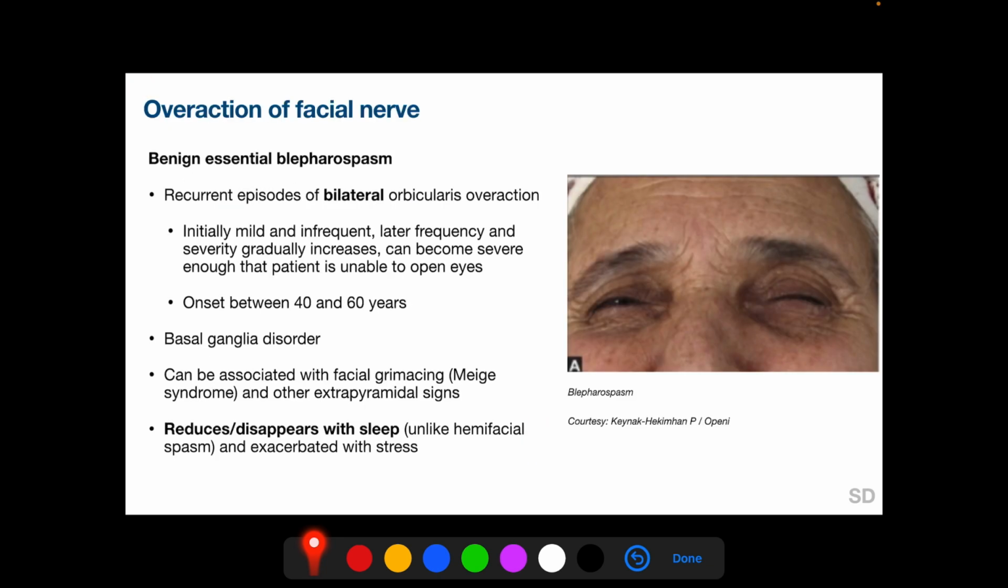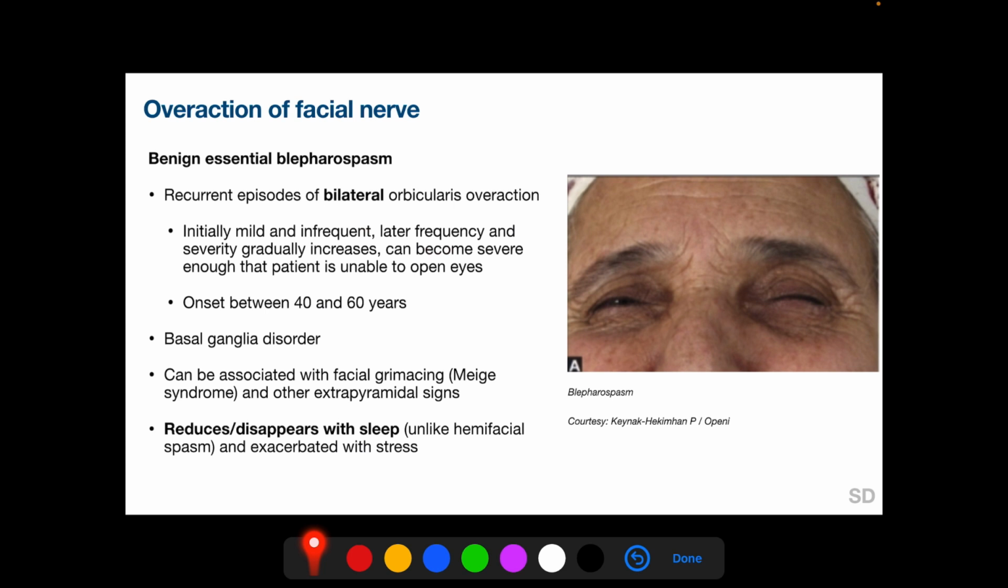Now we come to overaction of the facial nerve, and the two most important disorders causing overaction of the facial nerve are benign essential blepharospasm and hemifacial spasm. In benign essential blepharospasm, there are recurrent episodes of bilateral orbicularis overaction. Initially, orbicularis overaction is mild and infrequent, but later the frequency and the severity of orbicularis overaction gradually increases, and it can become severe enough so that the patient is unable to open the eyes and is functionally blind.